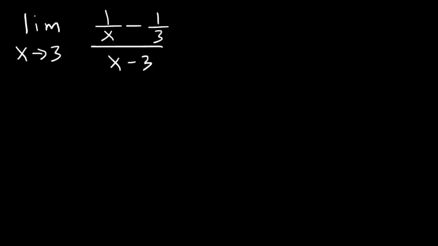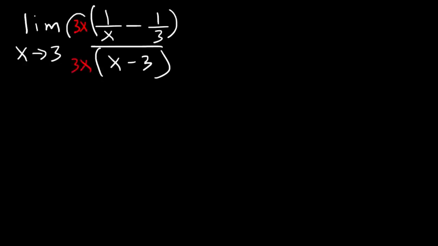Now here's another problem that you can work on. What is the limit as x approaches 3 of 1 over x minus 1 over 3, divided by x minus 3? For these examples, feel free to pause the video if you want to and try these problems. So in this example, we have a complex fraction. What do you do in a situation like this? If you get a complex fraction, what I recommend is to multiply the top and the bottom by the common denominator of those two fractions. That is, by x and by 3. So I'm going to multiply the top and the bottom by 3x.